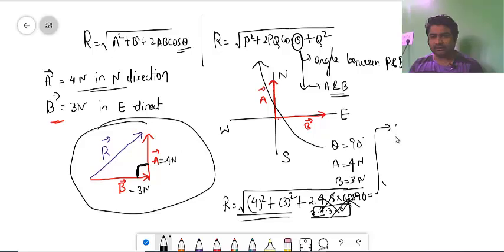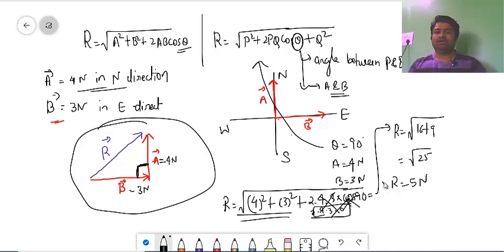So I am rewriting here r equals root over 16 plus 9, which comes out to be 25. So the answer is r equals 5 Newton. So my answer will be: the resultant is 5 Newton.